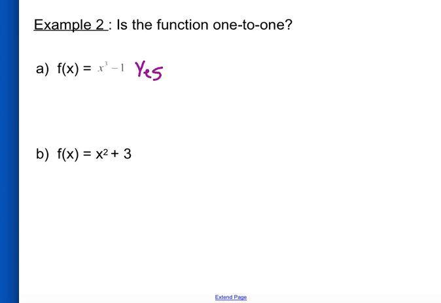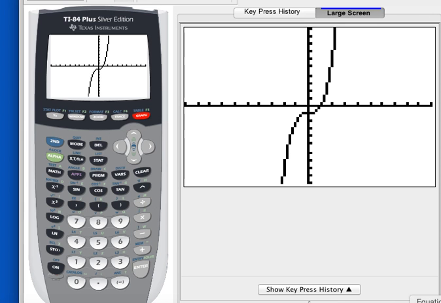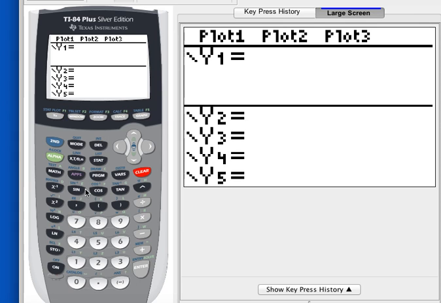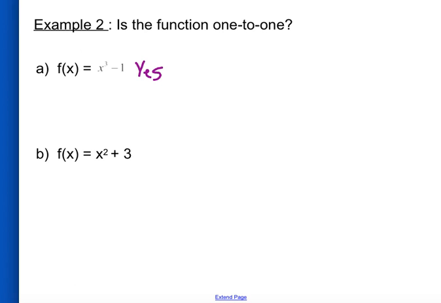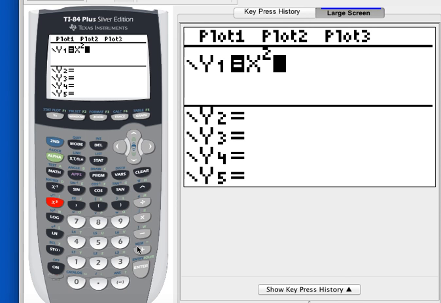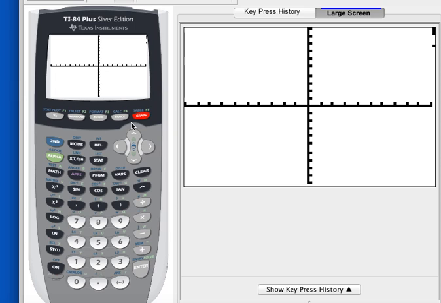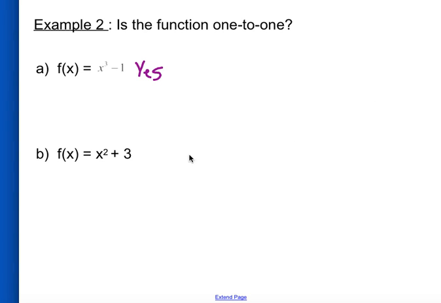And then we can check our other one. So let's do that. I can go to my y equals here. I'm going to clear that out. I'm going to hit x squared plus 3. Hit graph. Now use a horizontal line, and if you go from the vertex on straight up, it's going to definitely pass through 2 points. So that one is considered not one-to-one. So we're going to say no, or just not one-to-one.